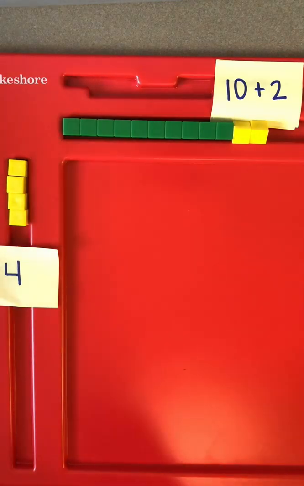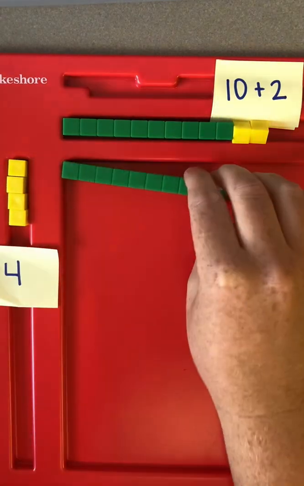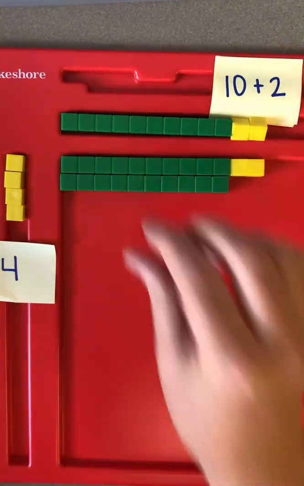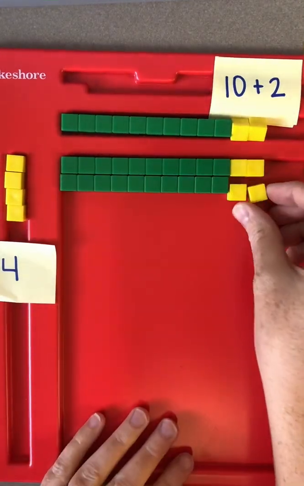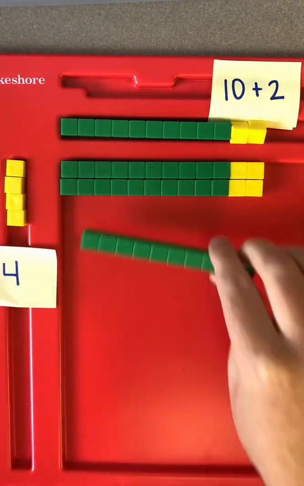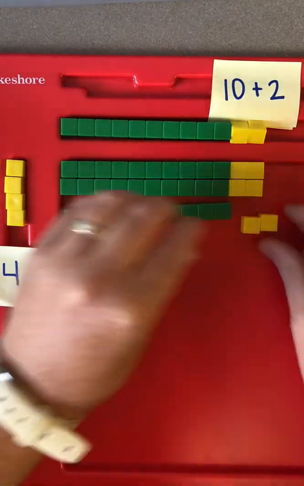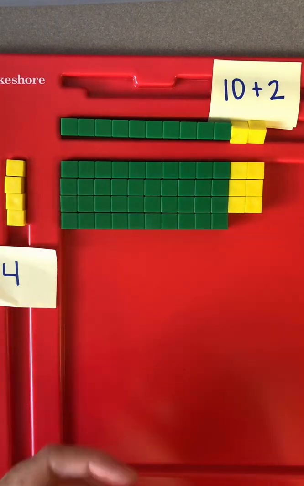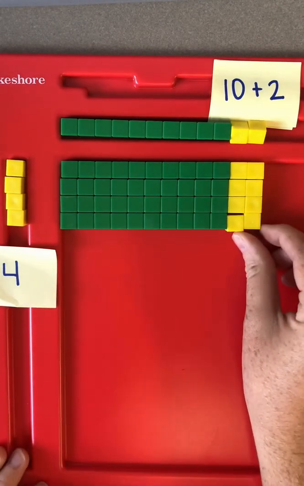So I'm going to make 4 groups of 12. So there's one group. Here's another group. Here's my 3rd group. And I need one more group, one more box of donuts. And I have my answer.